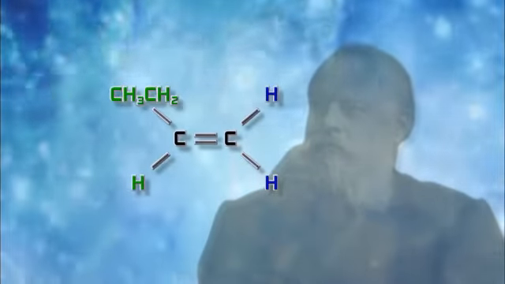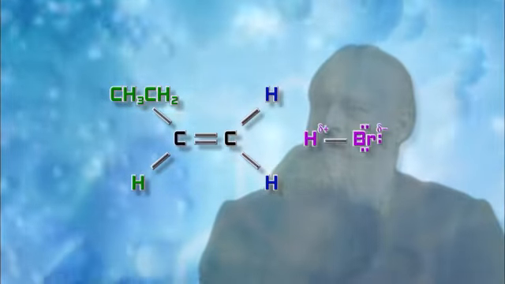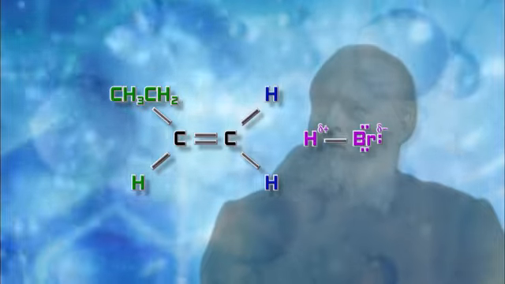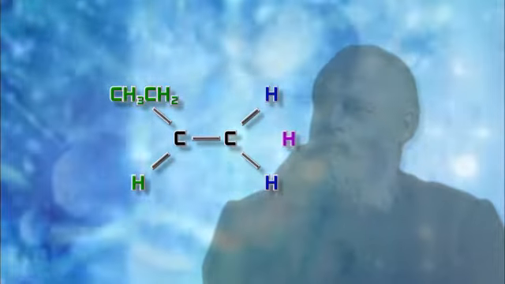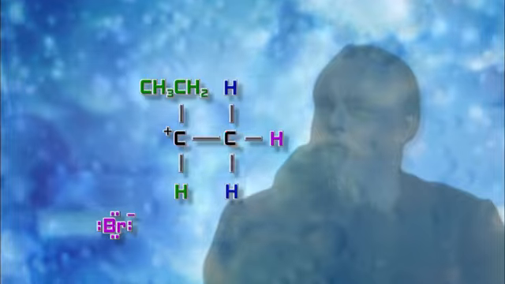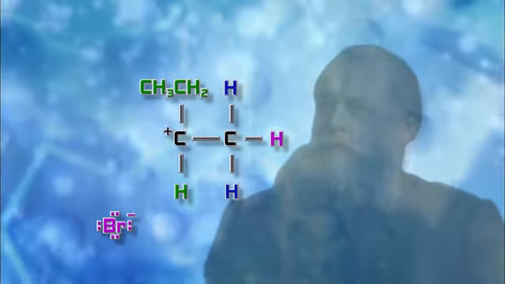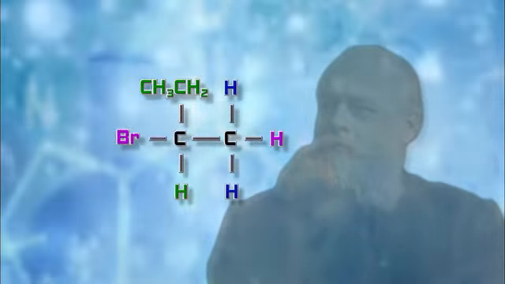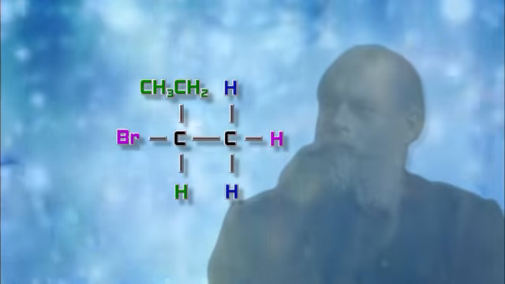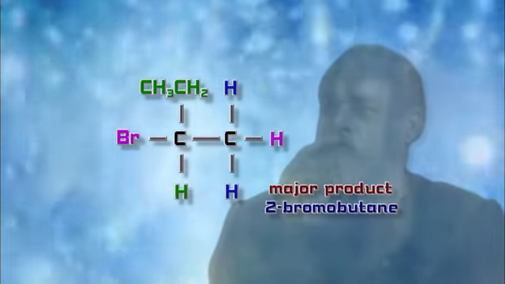In 1870, Russian chemist Vladimir Markovnikov asserted the specific pattern of hydrogen halide addition to alkenes. When an asymmetrical alkene reacts with a hydrogen halide, the hydrogen is added to the carbon with more hydrogen substituents, and the halogen to the carbon having fewer hydrogen substituents. This is Markovnikov's rule.